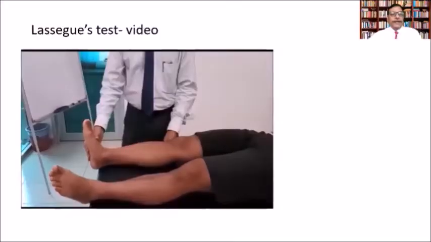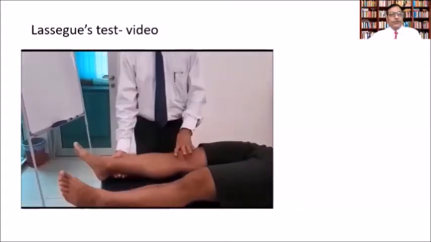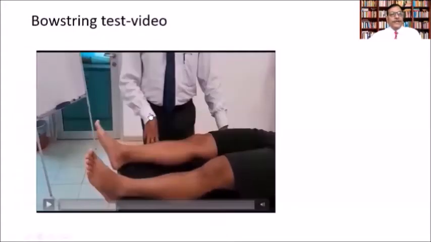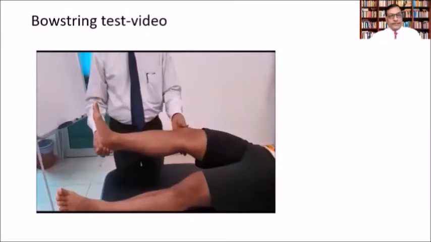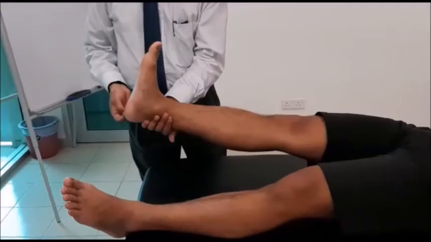We presume that the pain comes at 60 degrees, lower it down 10 degrees, and sharply dorsiflex the ankle. Again, the pain will be reproduced. Bowstring test: supposing the pain comes at 60 degrees, bend the knee and press over the popliteal fossa. Again, you are irritating the divisions of the sciatic nerve, which is the tibial nerve, and then the pain will recur.